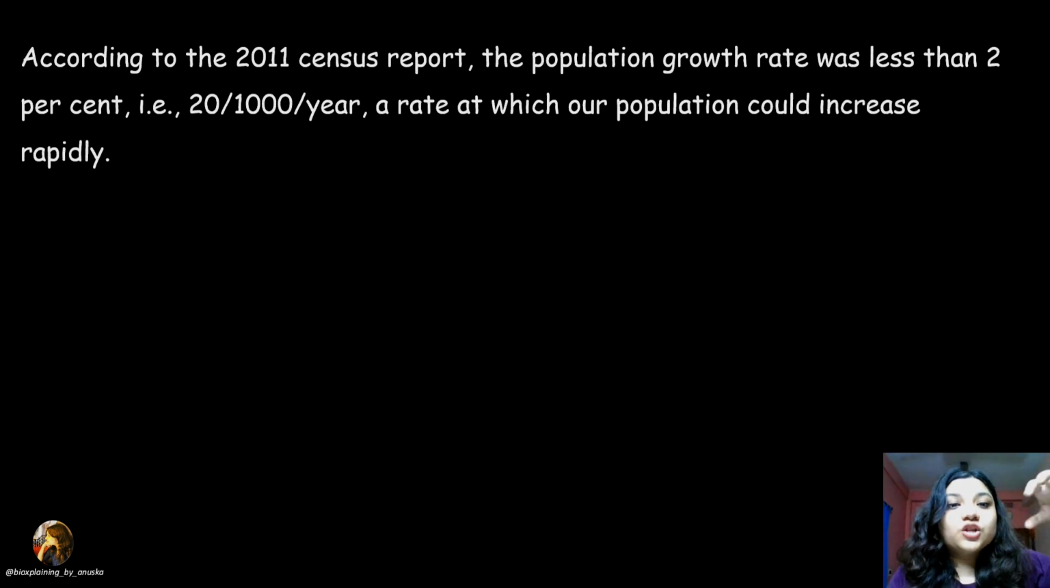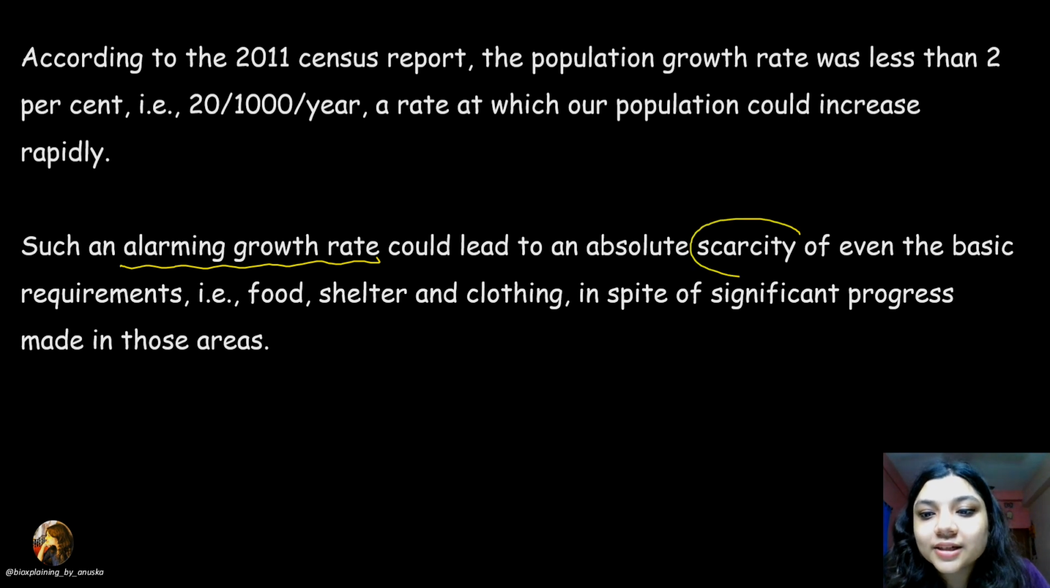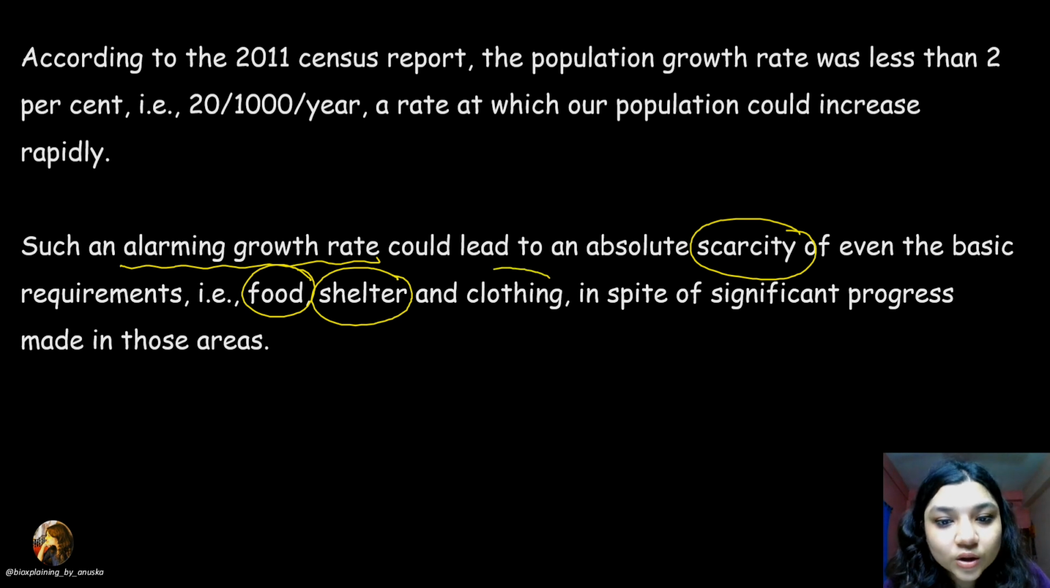Okay? So according to the 2011 census report, population growth rate was less than 2%. Okay? So that is 20 per 1,000 per year, a rate at which our population could increase rapidly. Even though the rate came down, 2% rate was there, but the number was very high. Our population was increasing rapidly. So because it was growing at this alarming rate, there would be absolute scarcity of basic requirements, like food, water, shelter, clothing, all of these could become lesser.